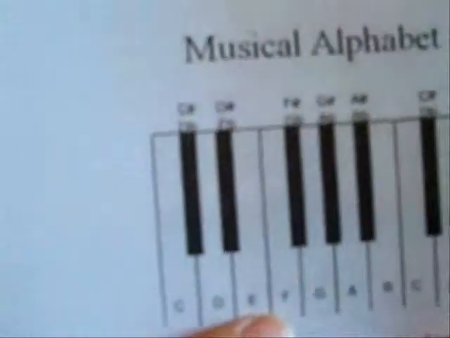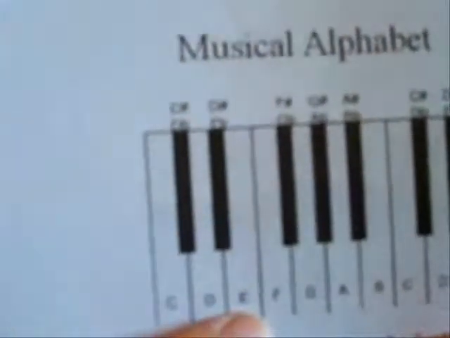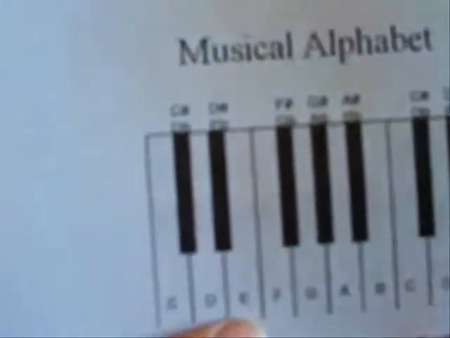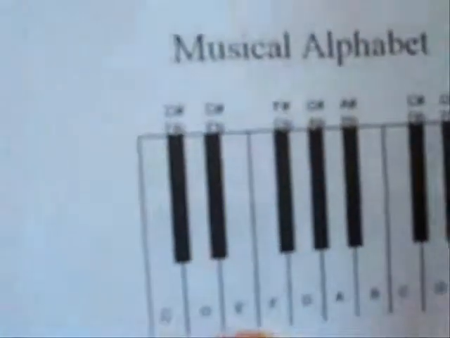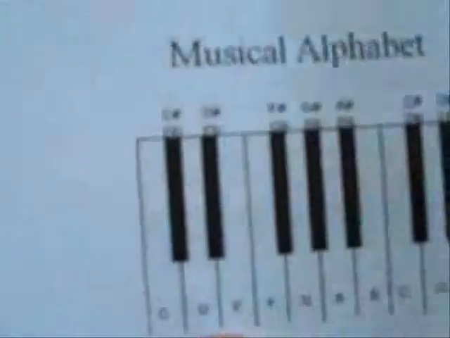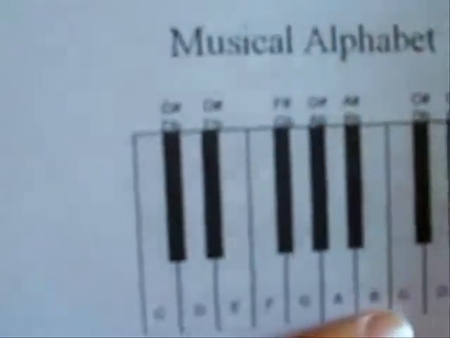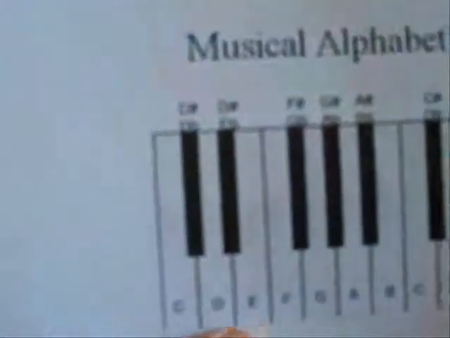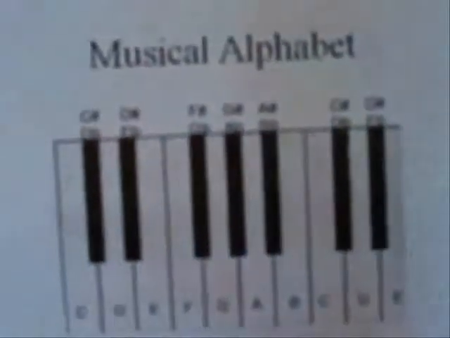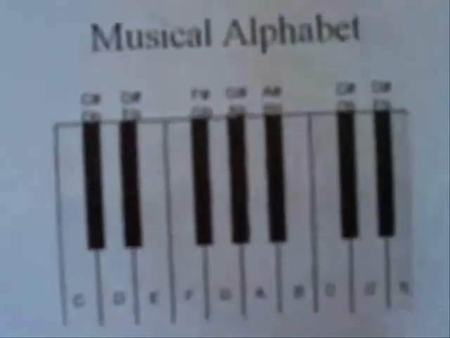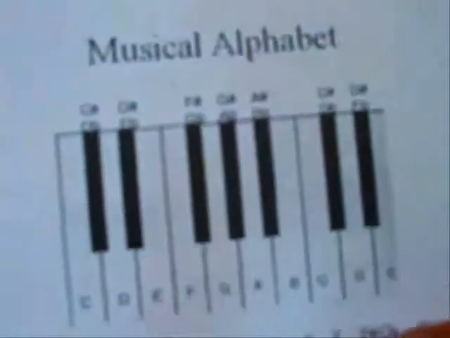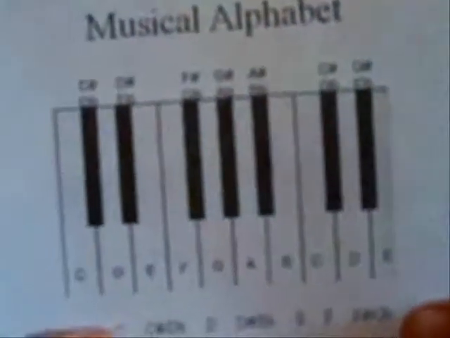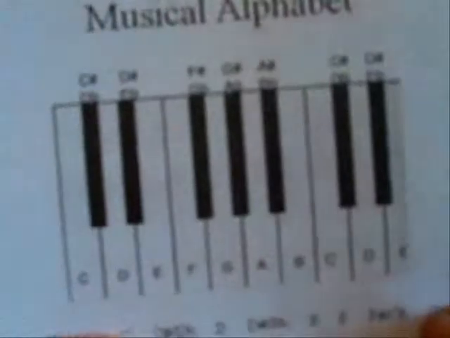Now between E and F, there is none. There's no such thing as an E sharp. An E sharp is an F, but we don't say E sharp, we say F. And likewise, we don't say F flat, we say E. And between B and C, there's no accidental. There's no sharp or flat. So those are the only two pairs of notes that don't have anything in between them. And again, you'll have to look at the picture attachment that I sent you so that you can see these more clearly.